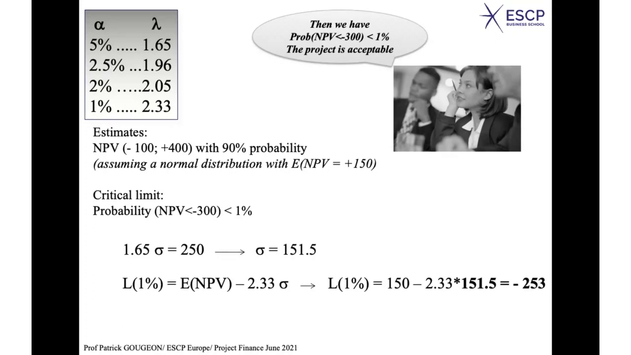Okay. So again, the first step would be to calculate the implicit standard deviation. Then you take 2.33 because your limit alpha percent is 1%. It's exactly like before, and you find 2.33. And the project is again acceptable because we find a kind of earning at risk, which is at -253, which is bigger than your limit, which is -300. Okay.